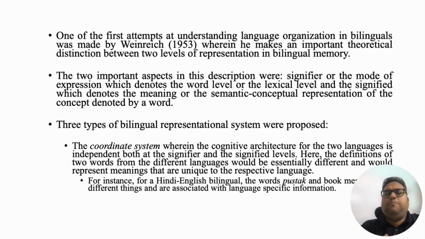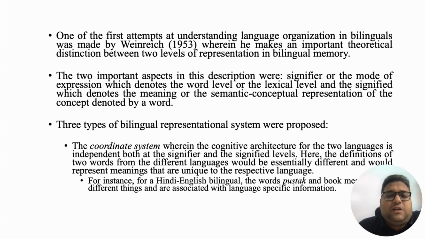For example, if you look at the picture of an apple, the word apple is the signifier and the concept of the apple is the signified. So the word apple signifies the concept of this fruit apple. Similarly, the word saev signifies the concept of this fruit. In bilinguals, this is a very interesting mapping to see, because there are two signifiers and one signified possible, or say, multiple signifiers possible with a single signified.